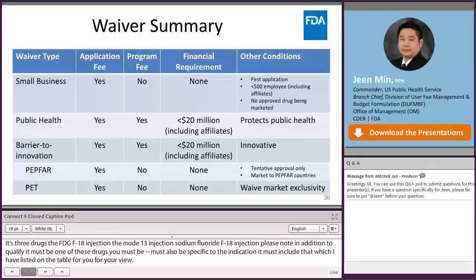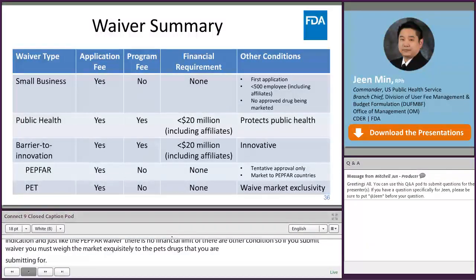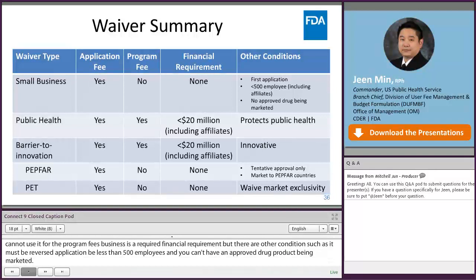Once again, like I stated, I like tables. It gives you a nice quick snapshot and hopefully most important information that you need to know. For example, I listed the different types of waivers. The small business waiver only applies to the application fee. You cannot use it for the program fees. The small business waiver doesn't require a financial requirement, but there are other conditions, such as it must be the first application, it must be less than 500 employees, and you can't have an approved drug product currently being marketed. Hopefully, if you need a quick snapshot, you could refer back to this table.